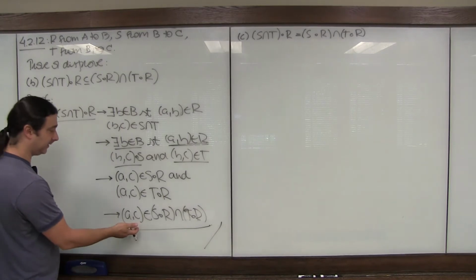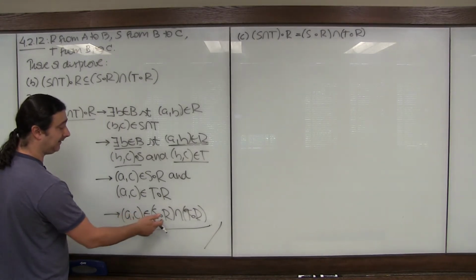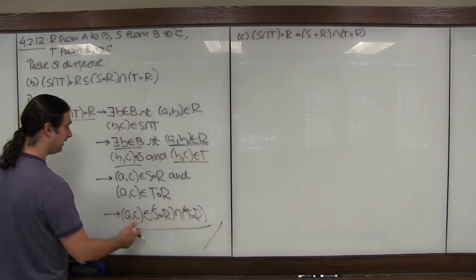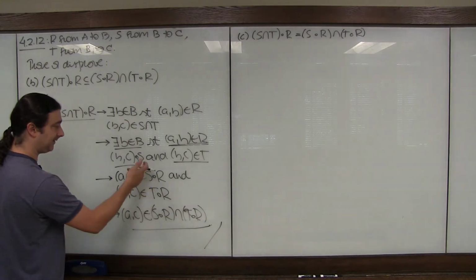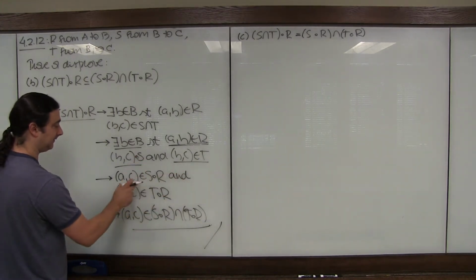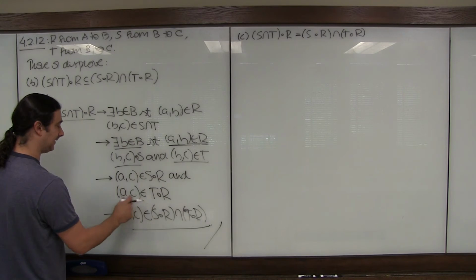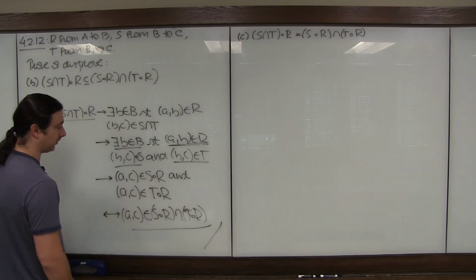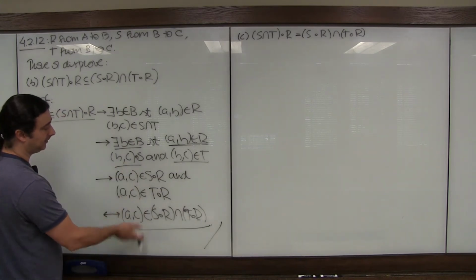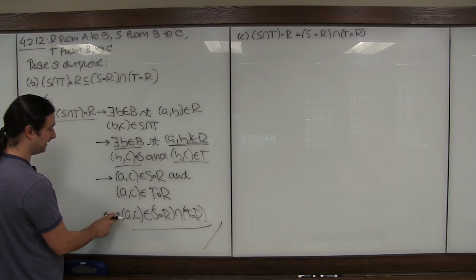Let's look at the first one in here. So (A, C) is in this intersection. Well, that's the definition, right? If (A, C) is in the first, then it is in the second. So a definition always goes both ways. So we can replace this if-then in here with an if and only if.